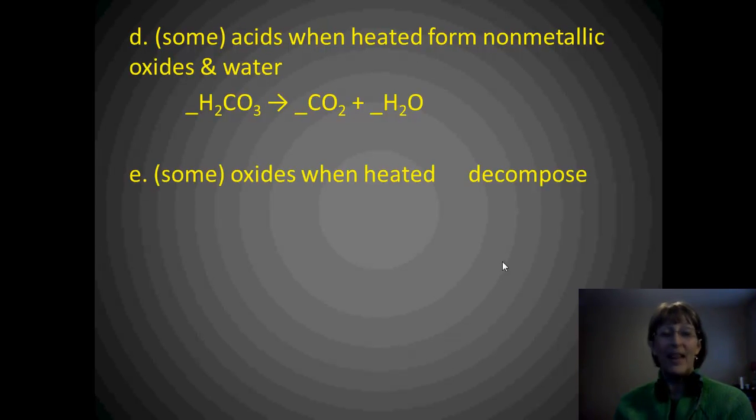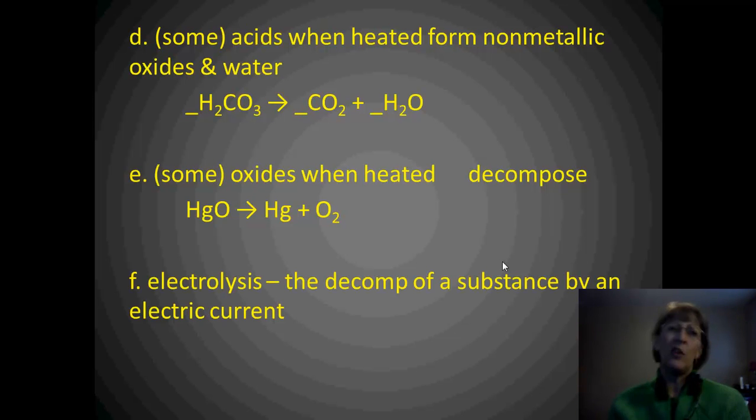Some oxides when heated just simply decompose. So if we have mercury oxide, which is a really interesting bright orange powder, and we heat it, which we will not do in class, that's a bad thing, we will get pure mercury and oxygen gas. Pure mercury, guys, if you remind me, I'll take a container out and I'll show you the mercury element. It's really pretty amazing. And then we have something called electrolysis.